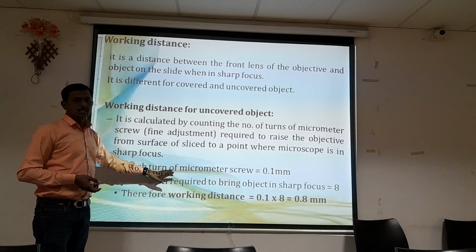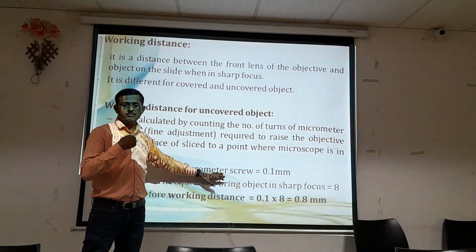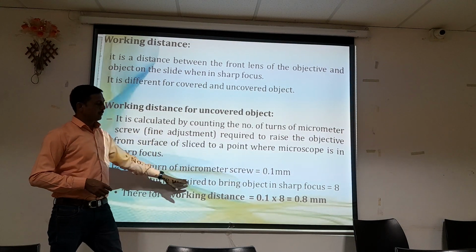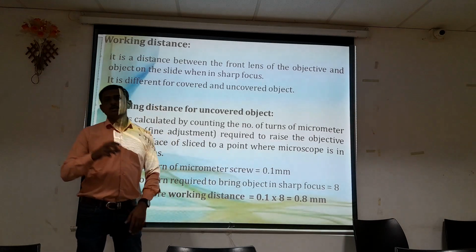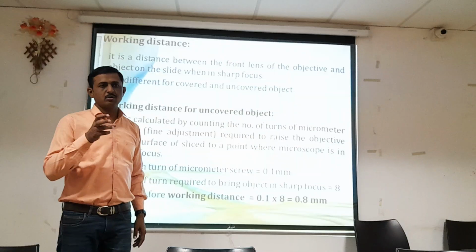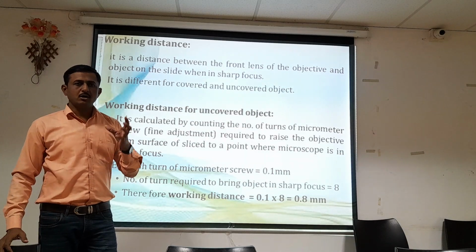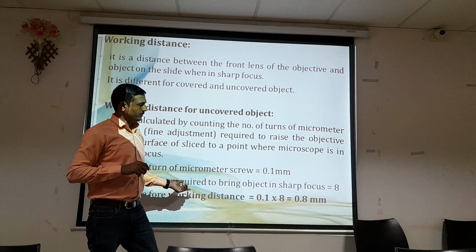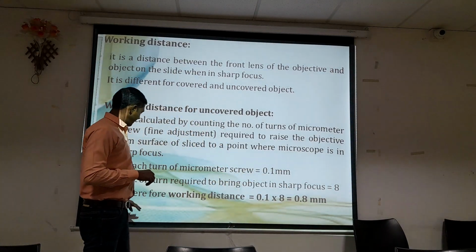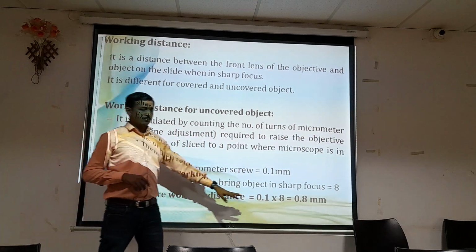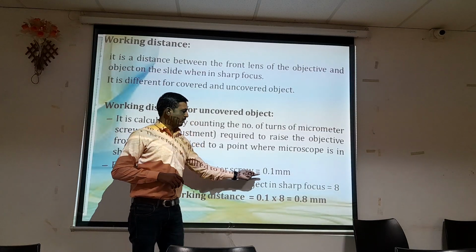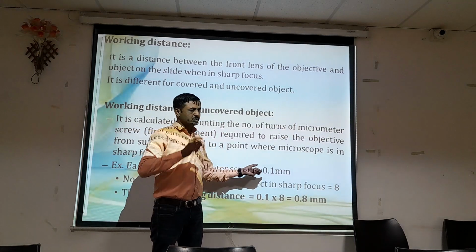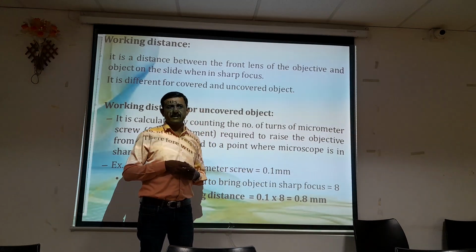For example, one turn of the micrometer screw, that is the fine adjustment knob, is 0.1 mm. The number of turns required to bring the object into sharp focus, that is, to observe a sharp image, is 8 turns. Therefore the working distance is 0.1 into 8. The 0.1 is the distance by which the working distance can be varied by moving the screw of your fine adjustment knob.